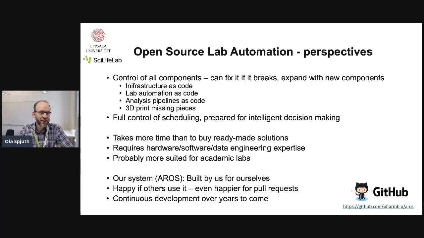The lab automation is as code as well. We have full control of it, so if we find something that doesn't work, we can fix it. Obviously, it takes time to develop it the first time, so that's an overhead. The analysis pipelines are code, and we also 3D print the missing pieces. And putting all of these components as open source, we hope that will be useful for others as well.